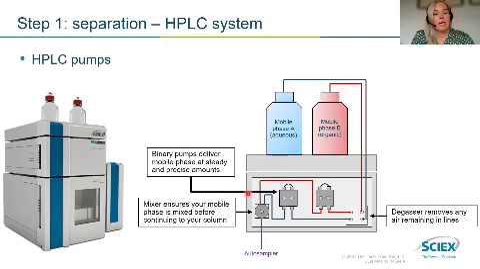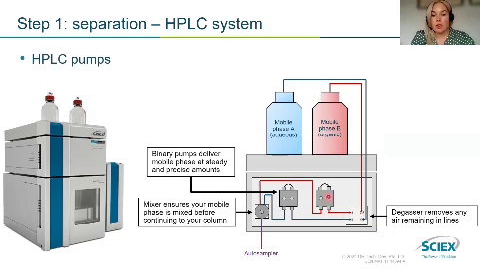So on the right here is a schematic of the pumps. So typically we have our mobile phase A, which is typically aqueous, and mobile phase B, which is typically organic. We then get our LCMS flow through to our degasser. The main purpose of our degasser is to remove any air in the lines.